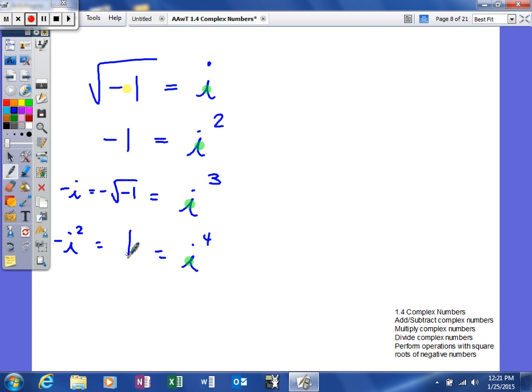Now, a lot of times, especially on your ACT and stuff like that, you'll see a pattern that repeats. So this is i to the first, i to the second, i to the third, i to the fourth, and then this is i to the fifth. This is equivalent to i to the sixth, i to the seventh, i to the eighth, i to the ninth, i to the 10th.